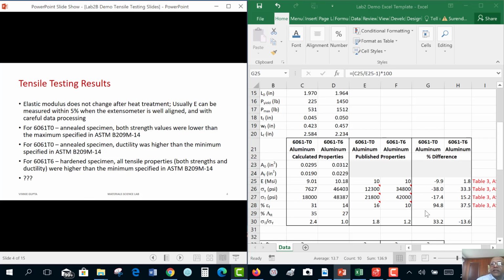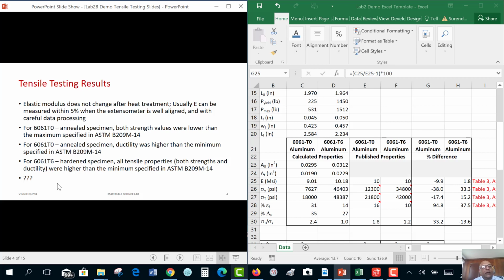So let's see. Elastic modulus, even though we have a 10% error, usually within 5% is what is expected. In material science, we are not very concerned about elastic modulus because when we do heat treatments, elastic modulus should not change. So elastic modulus does not change after heat treatment. And really to measure it within 5%, we need to align our extensometer well, and we have to be very careful with data processing. So right now I picked up both of these numbers from whatever the machine gave me. I'm sure my alignment was pretty good and I can get better results.